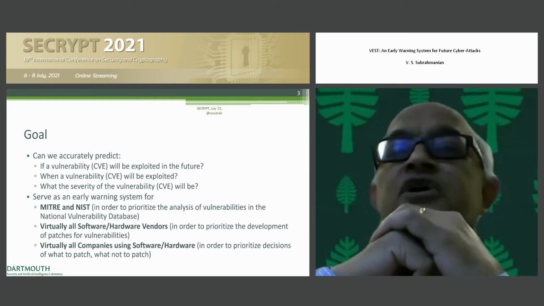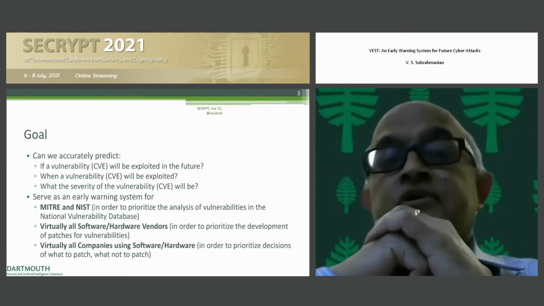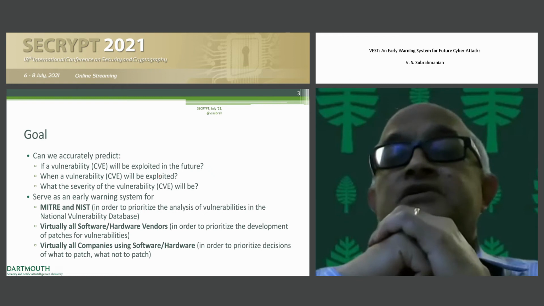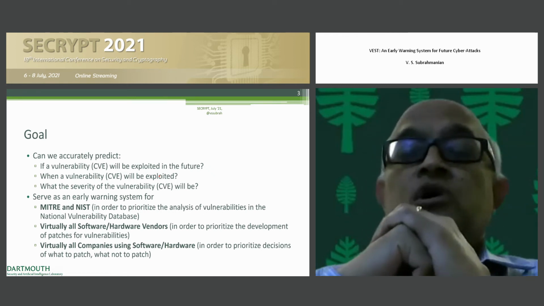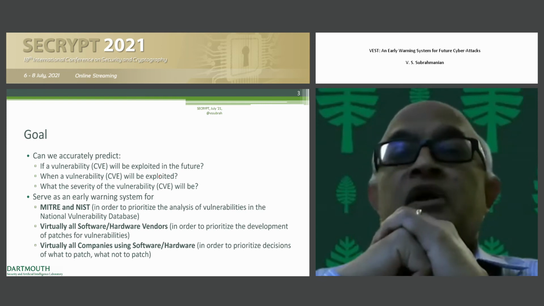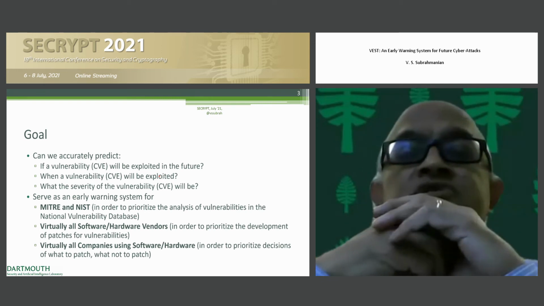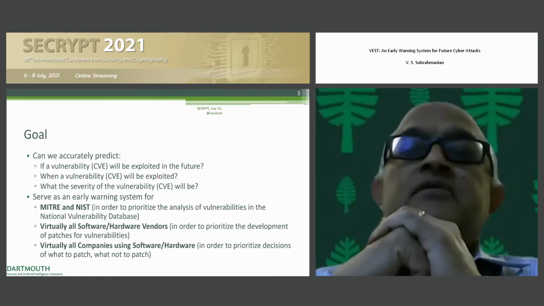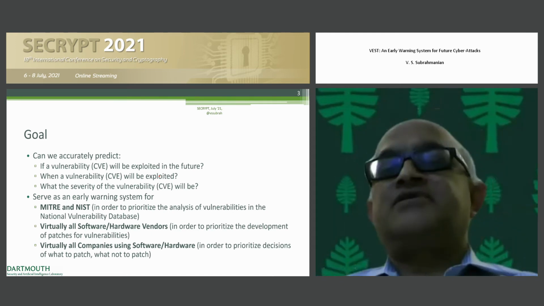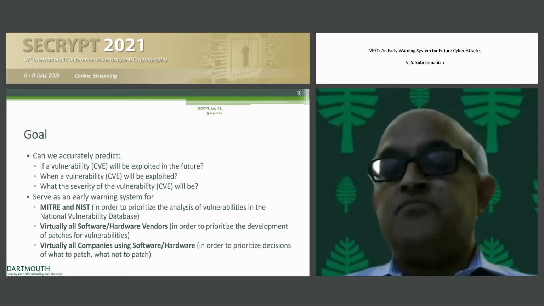And how severe will this vulnerability be? As you all know, NIST assigns to each vulnerability something called a CVSS score on a scale of 1 to 10, with 10 being the most severe, 1 being the least severe. So can we predict that number well in advance of what NIST puts out?